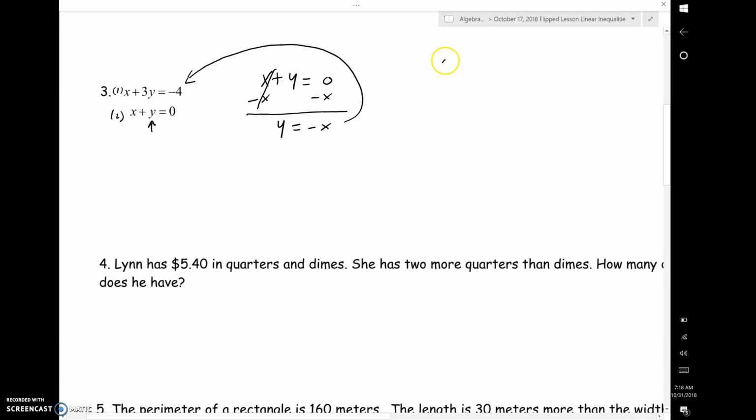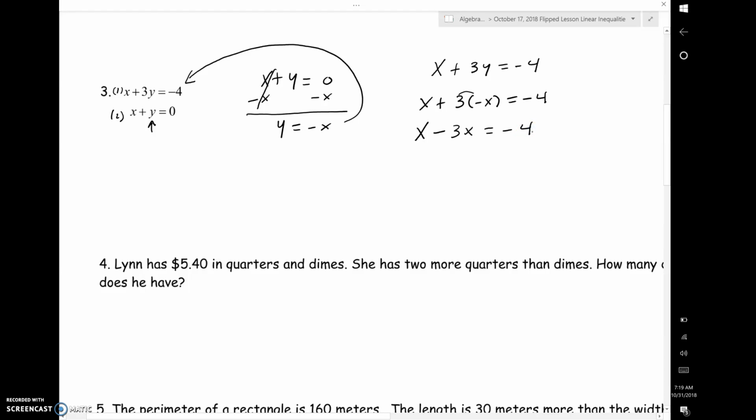So I'm going to show my work right here. We have x plus 3y is equal to negative 4. And since I know that y is equal to negative x, I'm going to substitute negative x for y. So I have x plus 3, and since I know that y is negative x, I'm going to substitute negative x for the y, is equal to negative 4. You notice now we just have one variable. So I have x, and then 3 times negative x is negative 3x, is equal to negative 4.